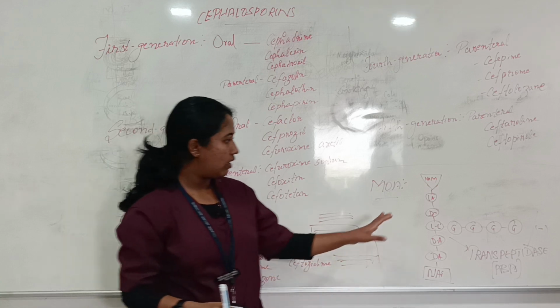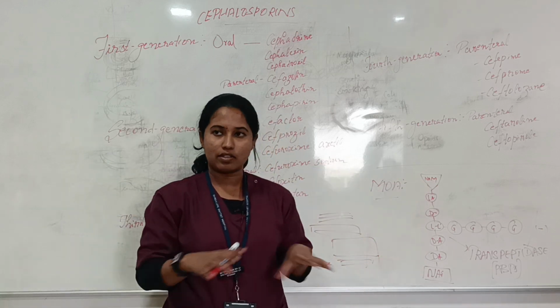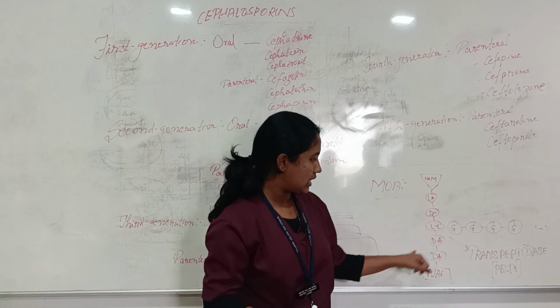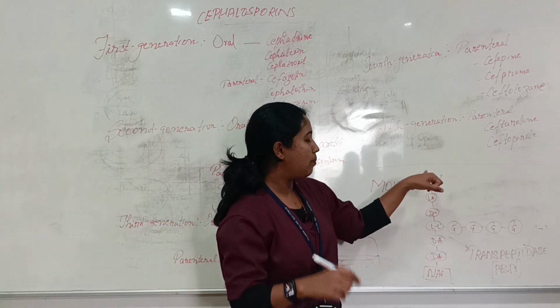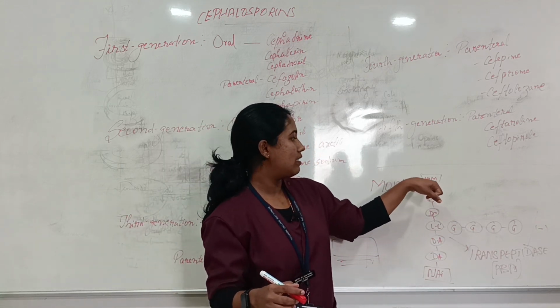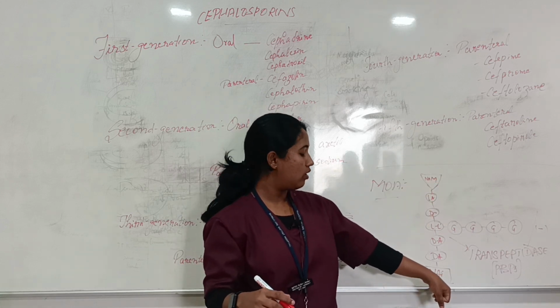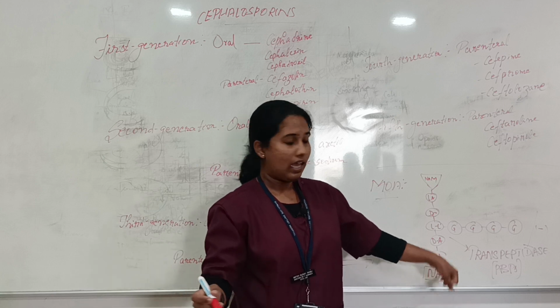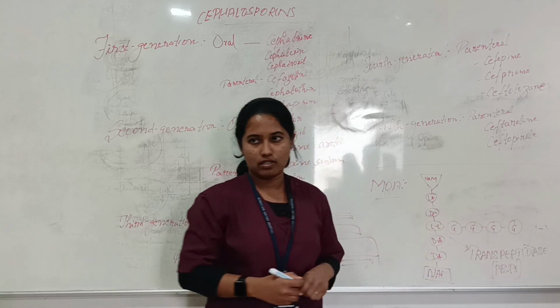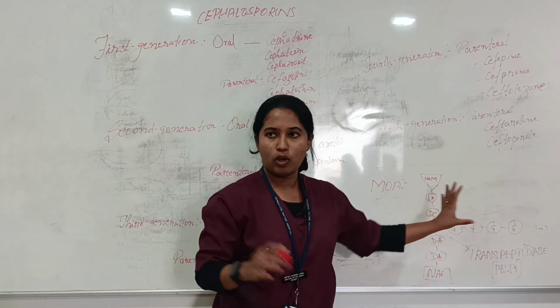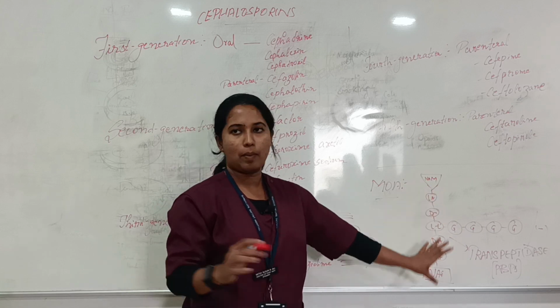How? We have a structure in the cell wall. This is the structure. It is beta 1,4 linked NAM, that is N-acetyl muramic acid, linked to N-acetyl glucosamine. And in between we have these peptide chains. So this is how the cell wall is made up. That is the peptidoglycan layer.